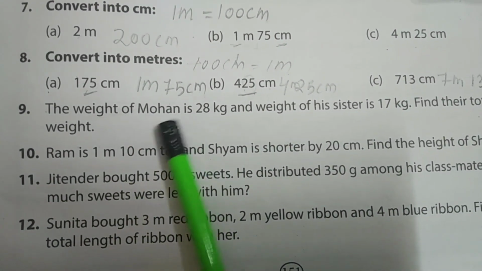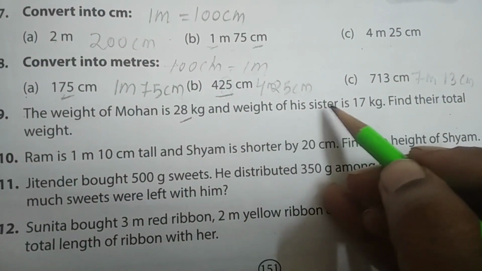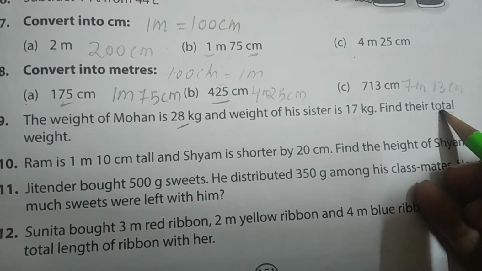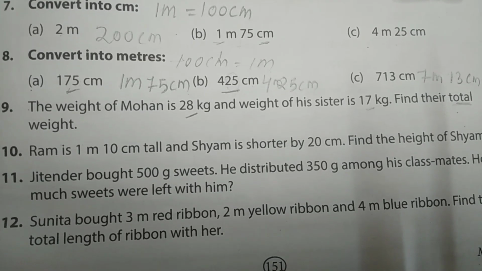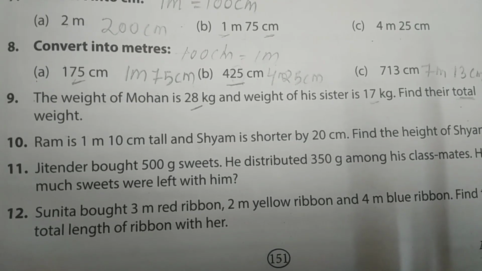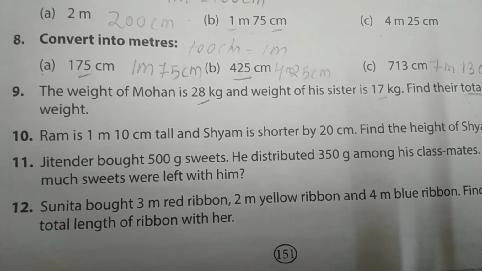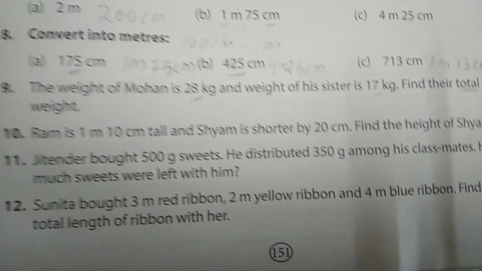Now moving to your word problem. The weight of Mohan is 28 kg. Weight of his sister is 17 kg. Find their total. Now can you tell me which one is the keyword? Yes, total is the keyword. Now total is the keyword for which operation? Yes, that is addition. Now if you want to find out the total weight, you have to add.